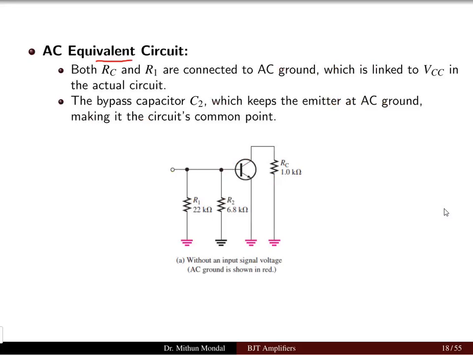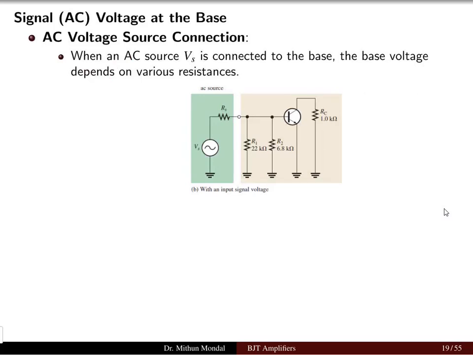In the AC equivalent circuit, both RC and R1 are connected to the AC ground, which is linked to the voltage of the collector in the actual circuit. The bypass capacitor C2 keeps the emitter at AC ground, making it the circuit common point. So here we can see R1 and R2 are in parallel, and you have the resistor RC, which is the collector resistance, and this is without any input signal. That is the AC equivalent circuit of the common emitter amplifier.